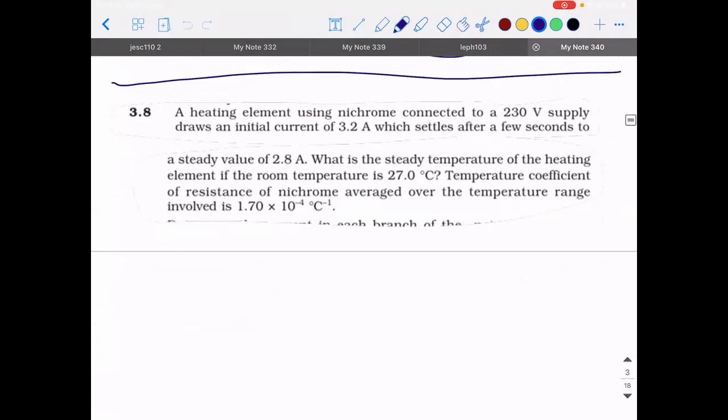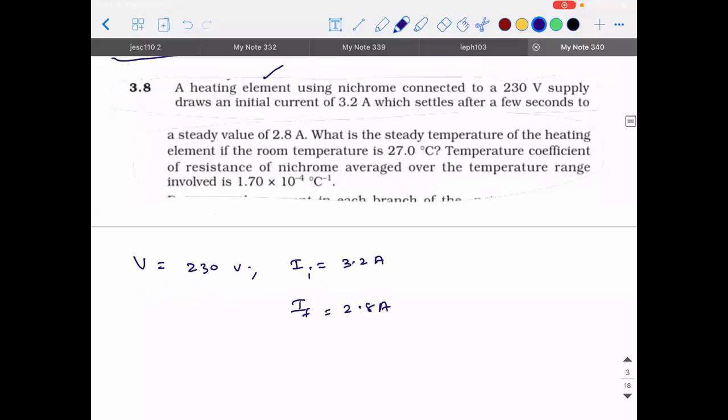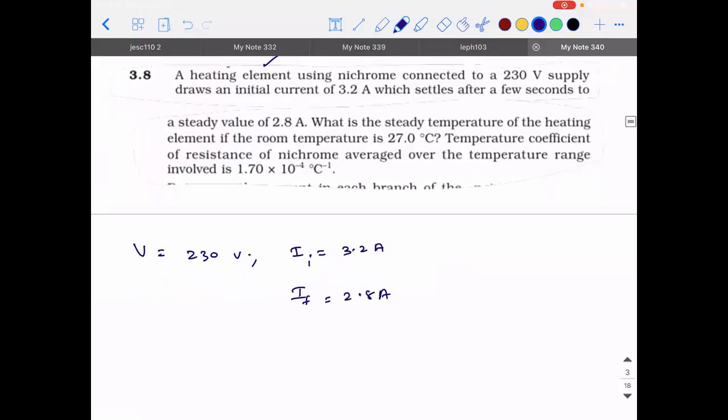Okay, we'll see this problem. There is a heating element which is using nichrome wire connected to a 230-volt supply and draws a current of 3.2 ampere, which settles after a few seconds to a steady state value of 2.8. So I initial is 3.2 ampere, I final is 2.8 ampere. What is the steady temperature of the heating element? The room temperature is 27 degrees Celsius.